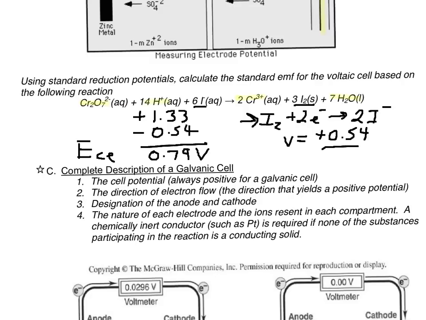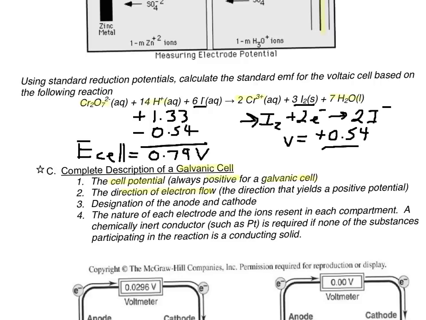It is the electric potential of the entire cell, the whole voltaic cell, or the EMF of the whole cell. So in problems, they may ask you to describe a galvanic cell or voltaic cell, and what they're going to be asking you for is to calculate the cell potential. It should be positive if you're dealing with a regular galvanic cell.